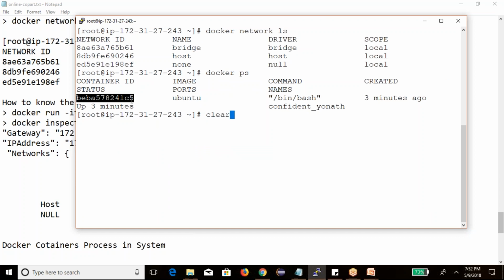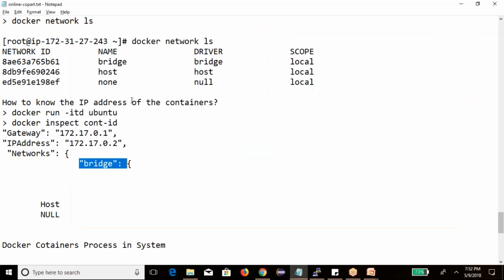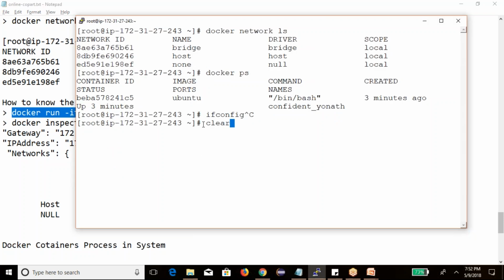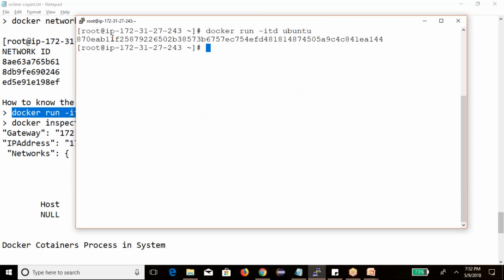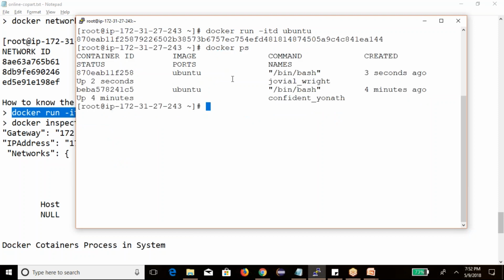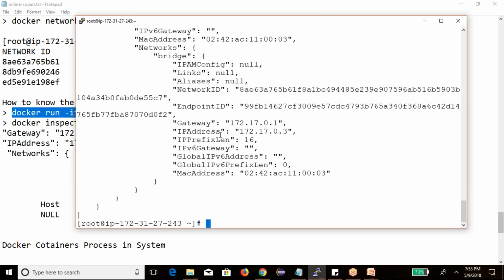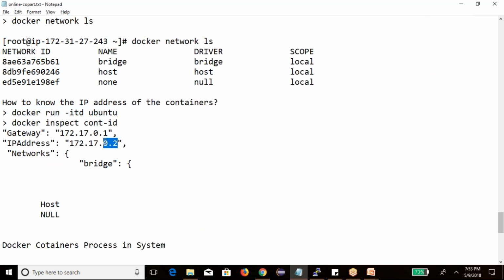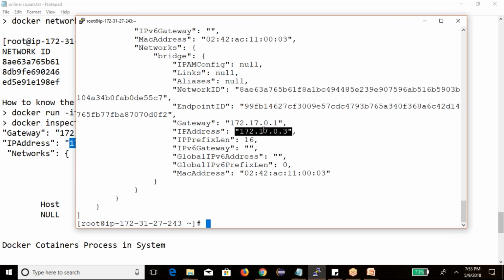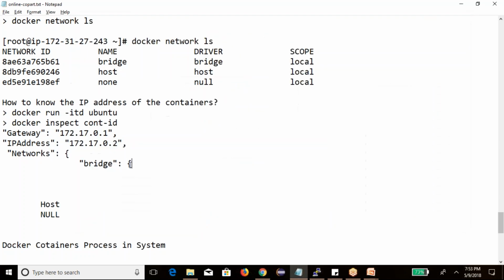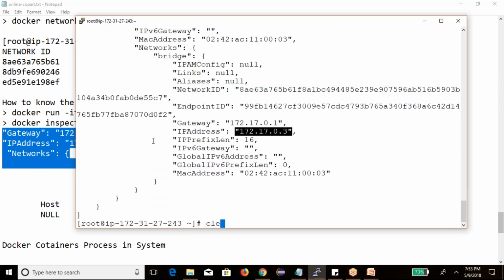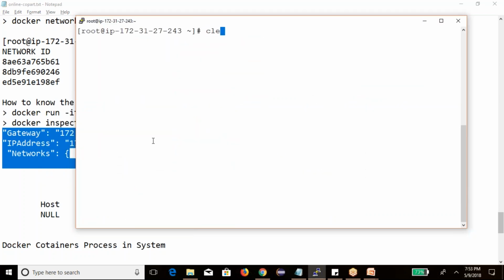So let me create one more container. So this is the command to create one more container. Clear the screen here. Look at this, I got one more container. And now if you look at this, this is the one which I got right now. Docker inspect. Now you see this incremented by 1. So earlier the container which you got was 0.2, now you got 0.3. Okay, so this is the way you can automatically get the IP address from the default bridge.